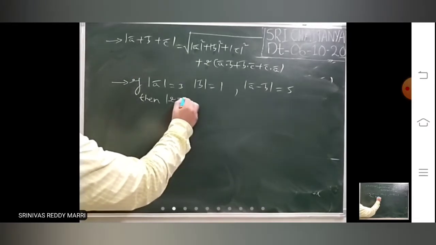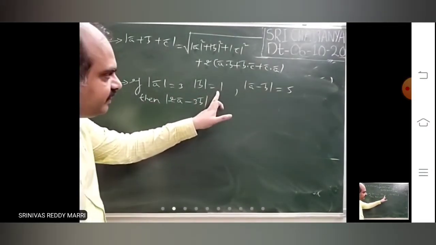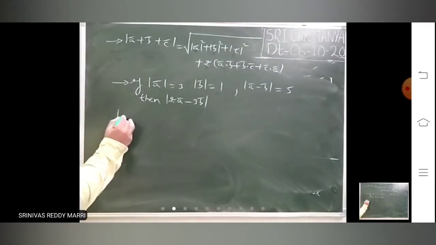Calculate. Suppose it is given like this: modulus a bar equal to 3, modulus b bar equal to 1, modulus of a bar minus b bar equal to 5. Now look at it.